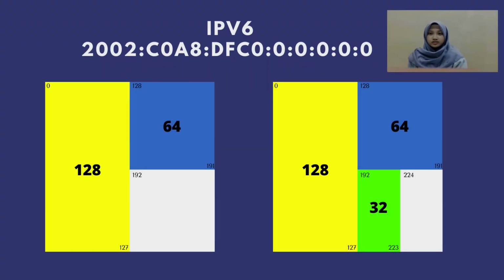Next, we need to know the IPv6. We can get it directly from the IPv4. The IPv6 address for 30 hosts is 2002:C08:DF00:0:0:0:0:0. For the box method, we used 32. From the remaining space, there was 64, right? Then we divided by 2. Then we get the value that we want.